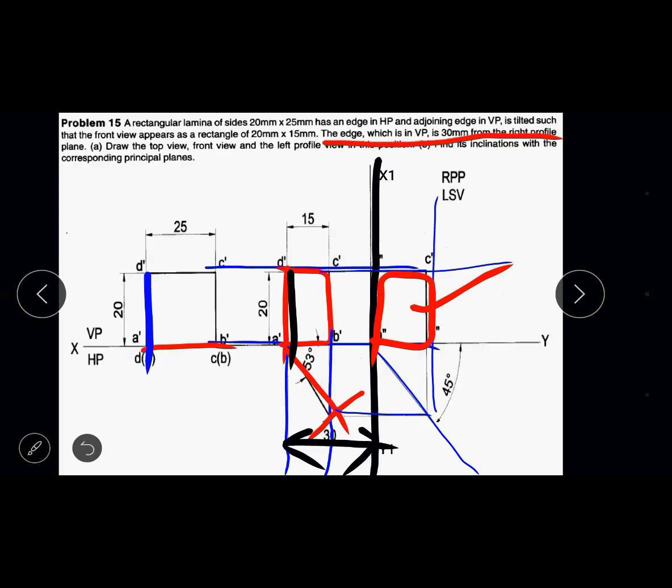So this is about problem number 15. So all the top view, front view of both the positions of the lamina, and the side view of the lamina in this position is highlighted. So the last step, the third step, since side view is asked, draw the top view, front view, and left profile view is asked in the problem. So all these three views are highlighted in the problem.